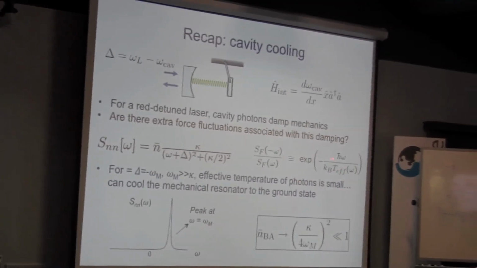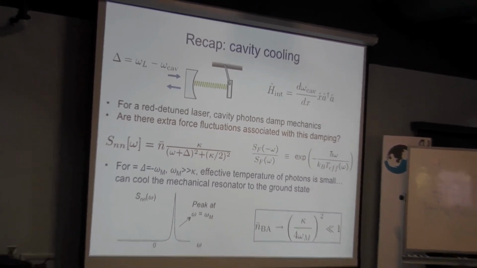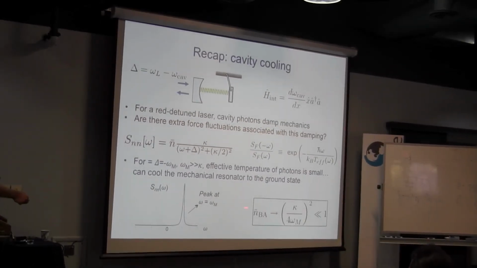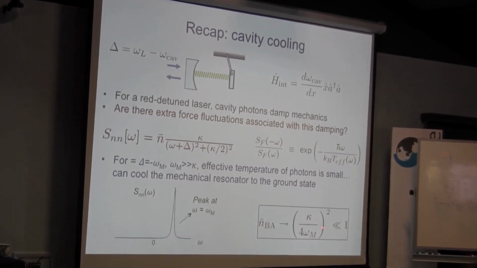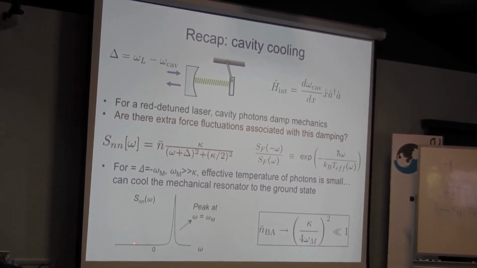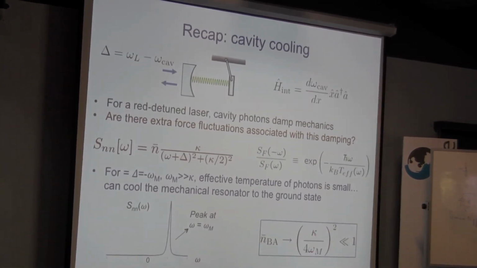What is this effective temperature in that regime? Well, a nice way of expressing that is as an effective number of thermal quanta. That's what this n bar back action is. And that actually now is a small parameter. Right? It's really set by the tail of this Lorentzian, kappa over 4 times the mechanical frequency squared.